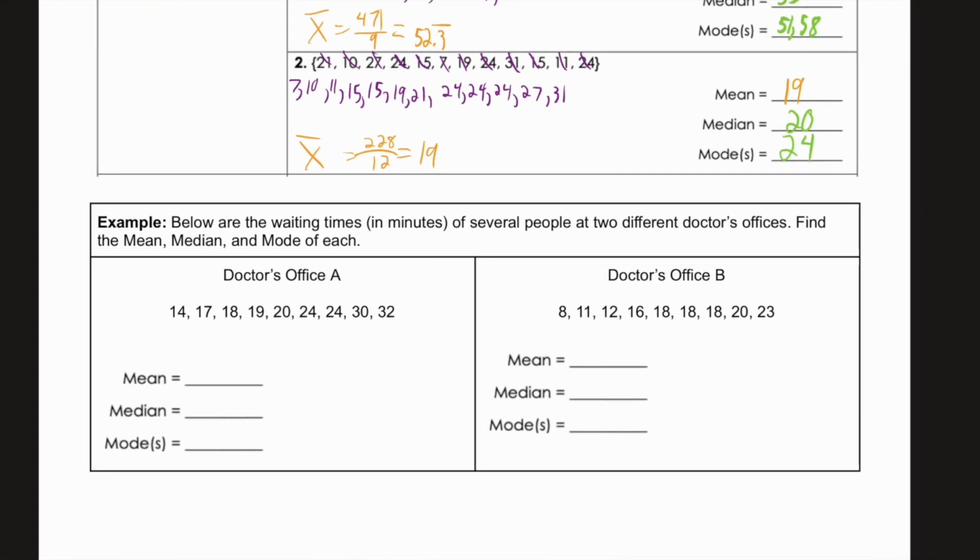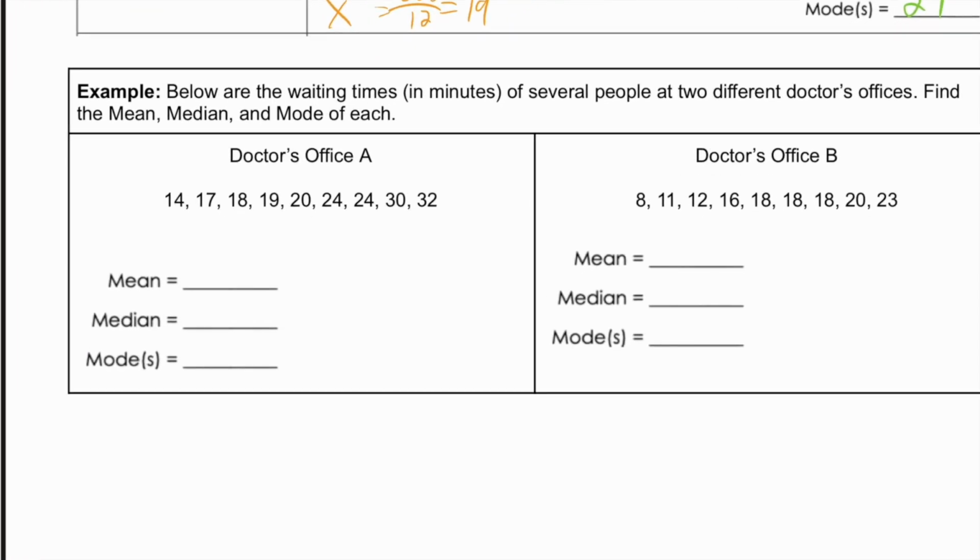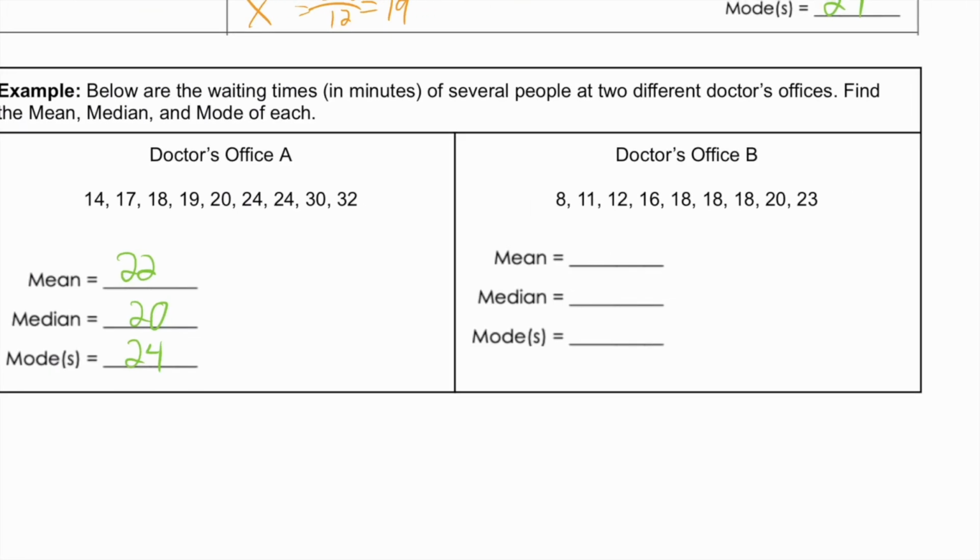And so now we're going to do the same exact thing for 2 different doctor's offices, finding the mean, median, mode for each of these. I'm going to let you do them, pause the video, and then come back and see what I got, and compare them. So doctor's office A, the mean ends up being 22, the median is 20, and the mode is 24. This is already listed least to greatest, and the same is the case for B. On B, the mean is 16, median is 18, and the mode is also 18 here.